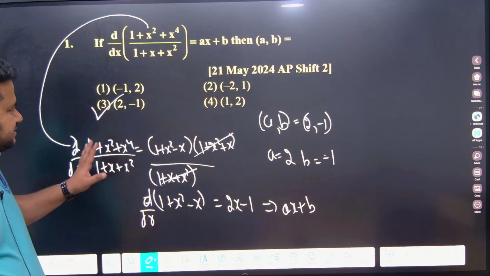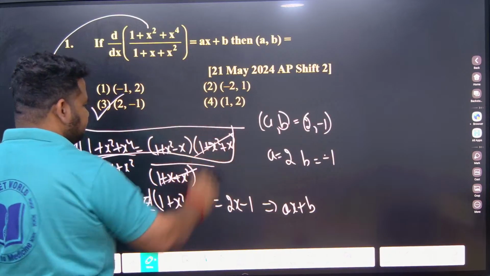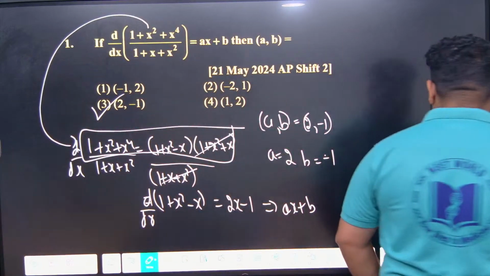Clear friends? This is how easily you can solve this question. This is important, writing the factors like this. This is important. Okay. Next thing.